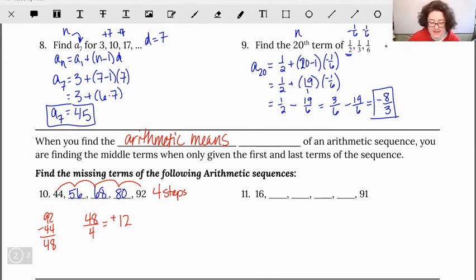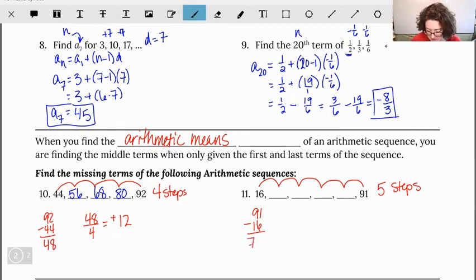Alrighty, same thing, number 11. This one's a little different because of a different number of steps. From 16 up, 1, 2, 3, 4, 5 steps. So next, find the difference. 91 minus 16, again, we're going to have a positive common difference because we have to increase to get to the next stage. 91 minus 16 is 75. And 75 divided by the 5 steps I need to take gives me 15. So I'm adding 15 to each value to get to the next in the sequence.